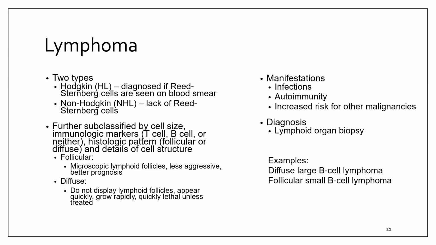Classification includes cell size. Is it small versus large lymphocytes? Immunologic markers: B cell, CD20, T cell, CD3, or neither. Histologic pattern: is it follicular or diffuse? Cellular structure details, such as the nuclear shape, the chromatin pattern, or the mitotic activity. This is where histotechnologists really shine.